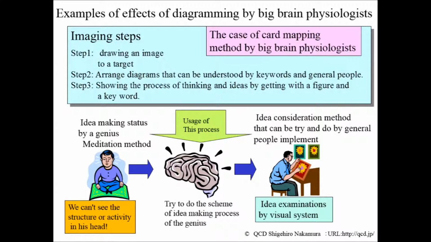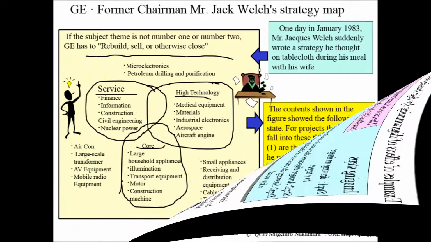I would like to explain some effects of using the imaging method, as described by brain physiologists. This is an example showing the ideas and situation of inventions. It is extremely difficult for ordinary people to grasp the contents of what a genius is thinking. However, there are many cases where the general public can understand by showing the content and composition by diagram and so on.